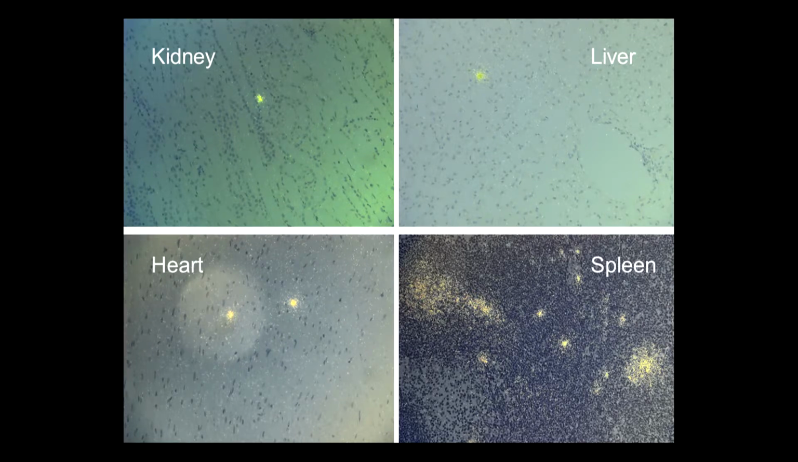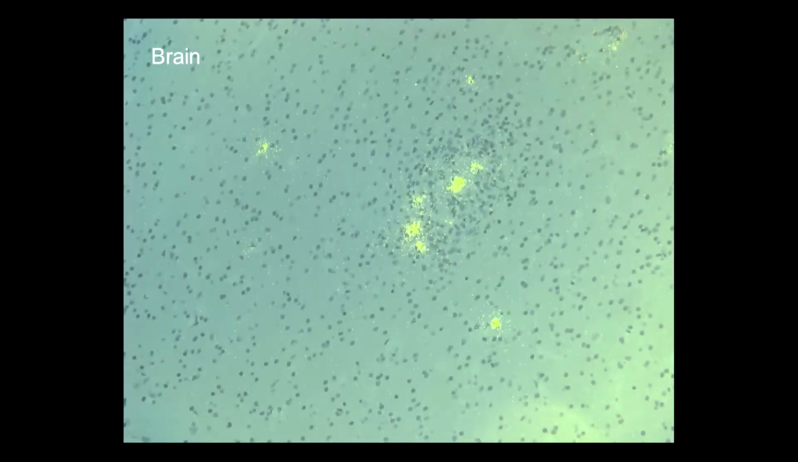In the brain, they were a little more frequent. It's hard to appreciate with this projection. Here you have a vessel, you have a lymphocytic infiltrate, and you have this cluster of SIV infected cells in that perivascular location.